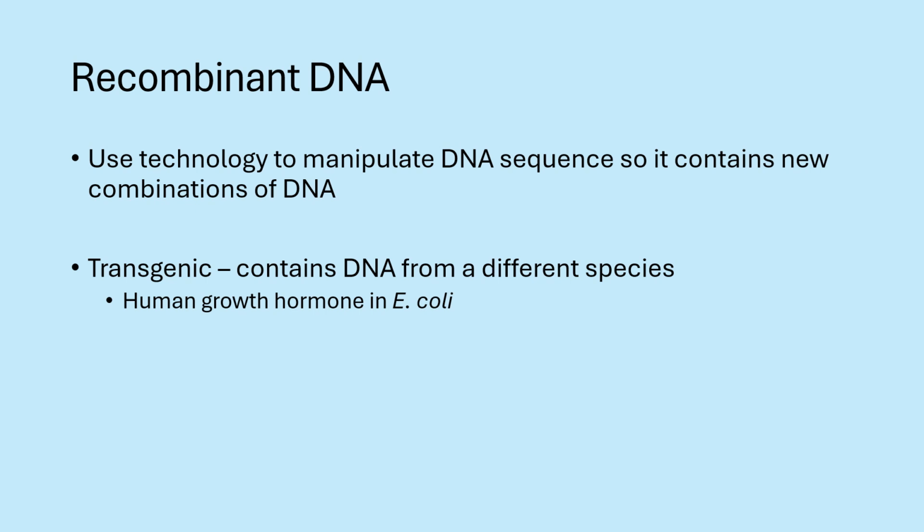Transgenic means that it contains DNA from a different species. An example of this is the bacteria E. coli, where we have put the human growth hormone gene into it. That was obviously not originally there. And so we have added that new combination of genes to it to produce a certain product that we're wanting.